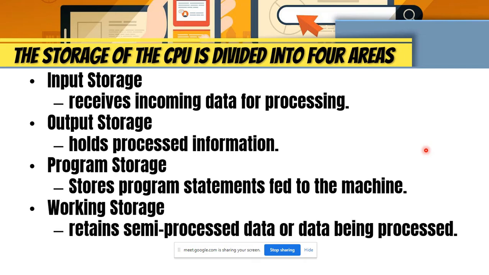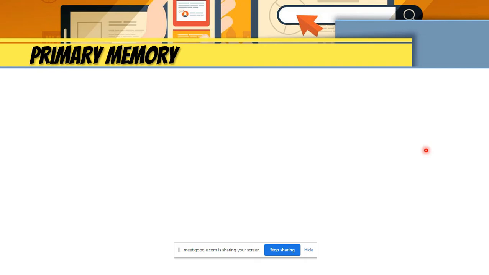Then, ilalabas na niya ito ngayon sa primary memory for processing or na-process yung data. Okay, then ipapasa niya ito kay arithmetic logic unit for another processing bago pumunta sa control unit. Okay? So, yun po yung CPU or the central processing unit. Hindi po natin tinatawag na CPU yung malaking box, ha? Okay, now the primary memory.